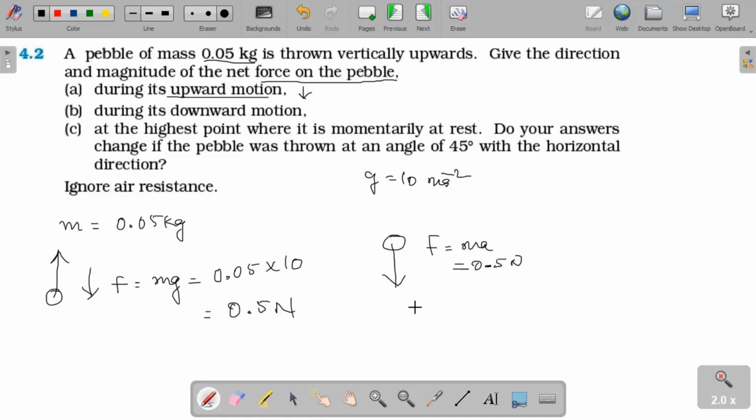In the first case, the body is moving up against the acceleration due to gravity. What direction is the net force acting? Downward direction, causing retardation.